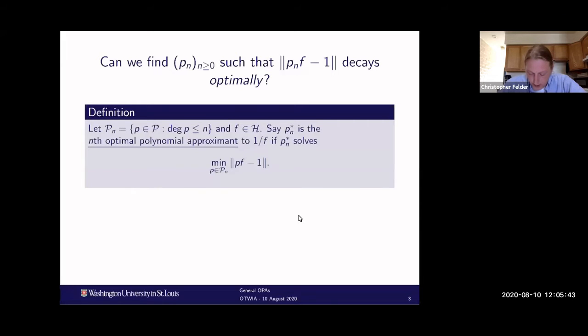Why do I say 1 over F? Well, morally, if Pn star looks like 1 over F, then in the norm here, we have 1 over F times F, which gives us 1 minus 1, so the norm of that is just 0.